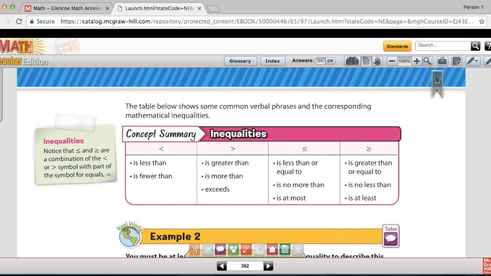We have a really nice chart there for you to fill in on your note sheet. Please make sure you get those items filled in, and it gives you some different ways to pronounce those. Okay, so it's greater than or equal to, is no less than, is at least, is at most, is no more than. Those are all great words to help us translate story problems into the inequalities.